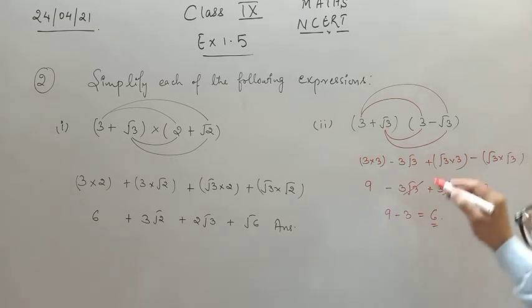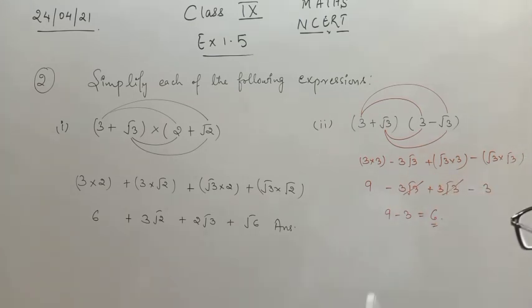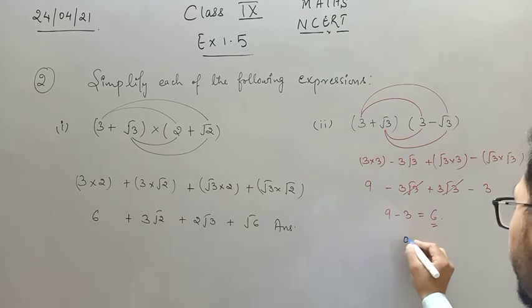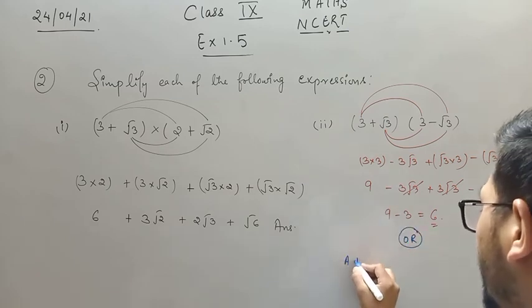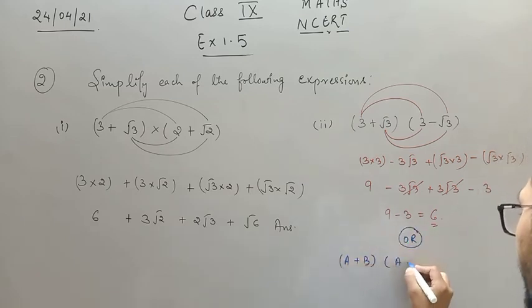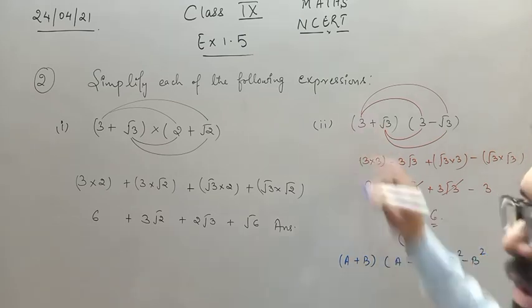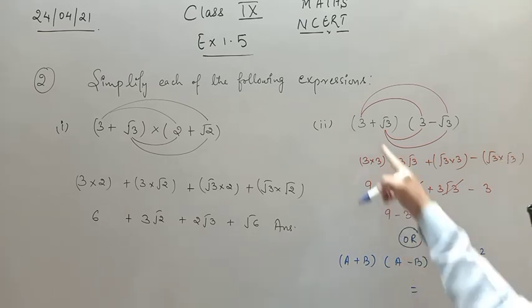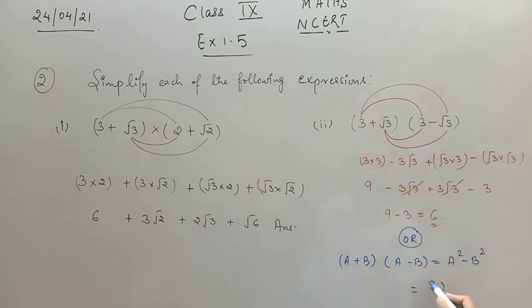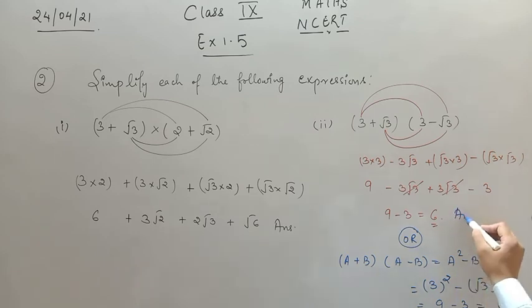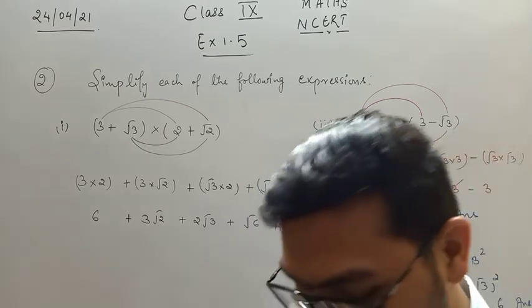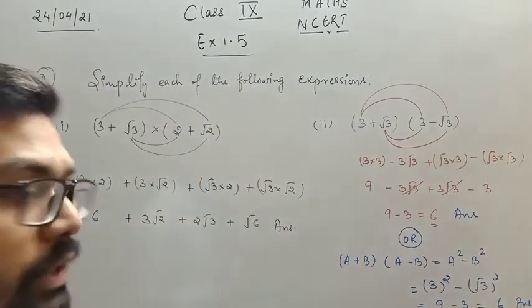Or you can simply use the formula that I have already told you: a plus b into a minus b will give you a square minus b square. So this can directly be solved like this: 3 square minus root 3 square. 3 3s are 9 minus 3 will give you 6. So please note it down fast, and if you have any doubt you can ask me in the Zoom session, okay? But please watch these videos, okay?